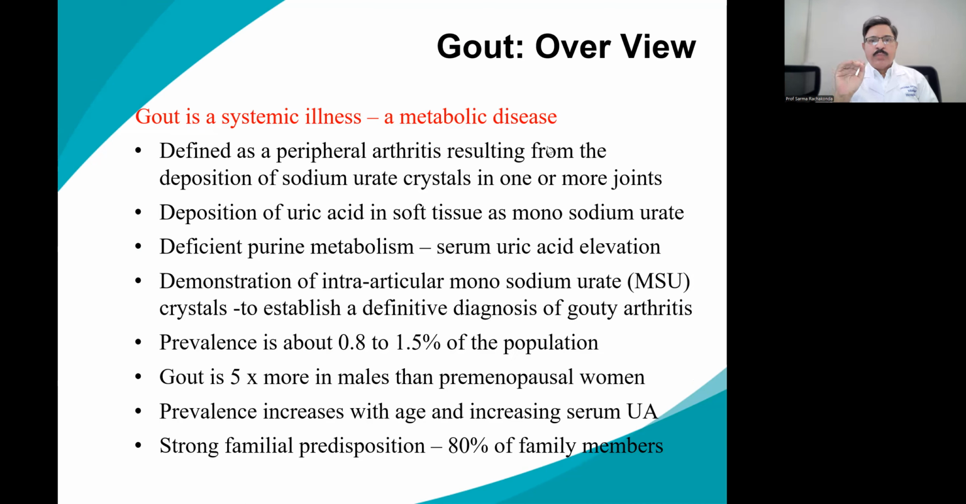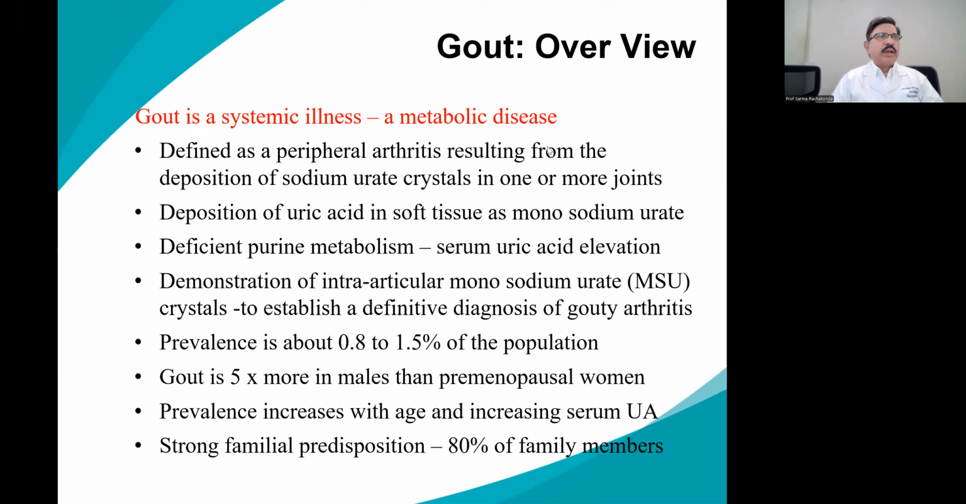Now, the sodium urate is available as monosodium urate, MSU crystals. MSU is monosodium urate. Deposition of uric acid in the softer tissues as monosodium urate. Deficient purine metabolism, serum uric acid elevation will be there. Demonstration of the intra-articular monosodium urate or MSU crystals is the diagnosis.